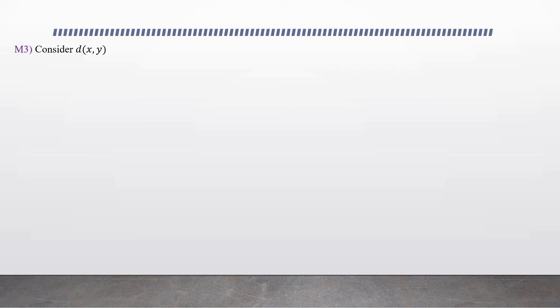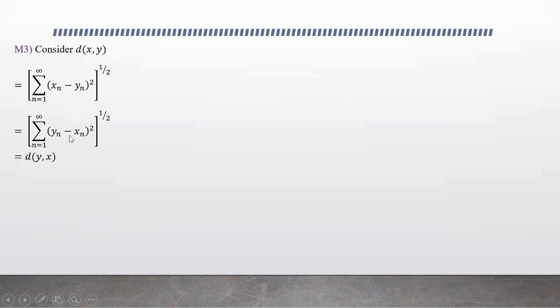Now, next, that is the symmetry. So, consider d of xy, putting the value of d. Now, here in place of (xn minus yn) bracket square, take (yn minus xn) bracket square. So, the value is not changed because (xn minus yn) square is the same value as (yn minus xn) square. But this is nothing but d of yx, and therefore it is symmetric.